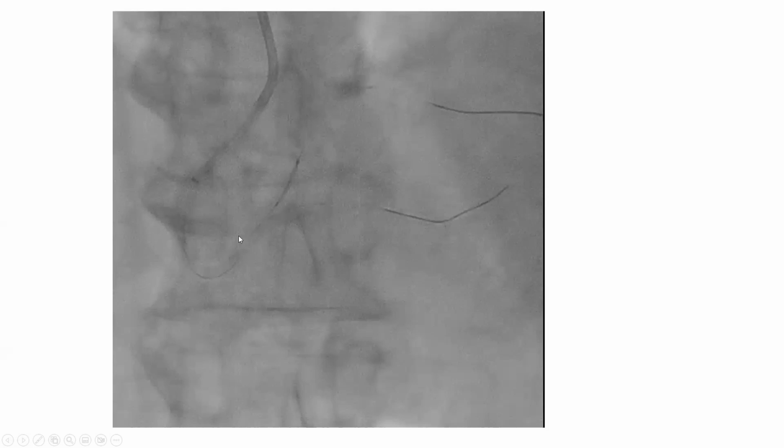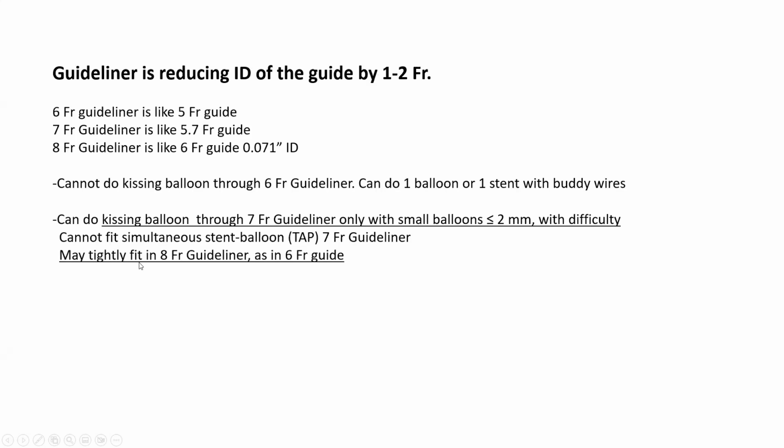The 7 French Guideliner does not fit simultaneous stent and balloon. It does not even fit simultaneous two kissing balloons. It cannot even fit 2.5 millimeter kissing balloons. It may fit kissing 2 millimeter balloons. An 8 French Guideliner may tightly fit simultaneous stent and balloon, as in a 6 French guide. Because a 7 French Guideliner is like a 5.7 French guide. It's a little smaller than a 6 French guide. An 8 French Guideliner is like a 6 French guide.